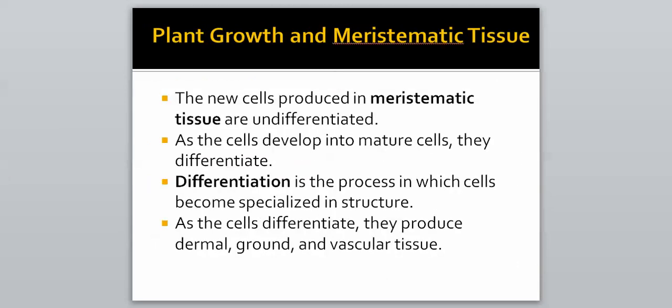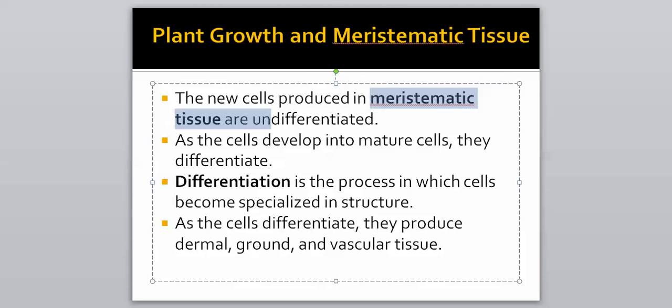And the new cells produced in meristematic tissue are undifferentiated, meaning they don't have a function, and as the cells develop into mature cells, they differentiate, and differentiate is the process by which cells become specialized in structure, and as the cells differentiate, they produce dermal, ground, and vascular tissue. So our meristematic tissue is going to give rise to all other tissue.